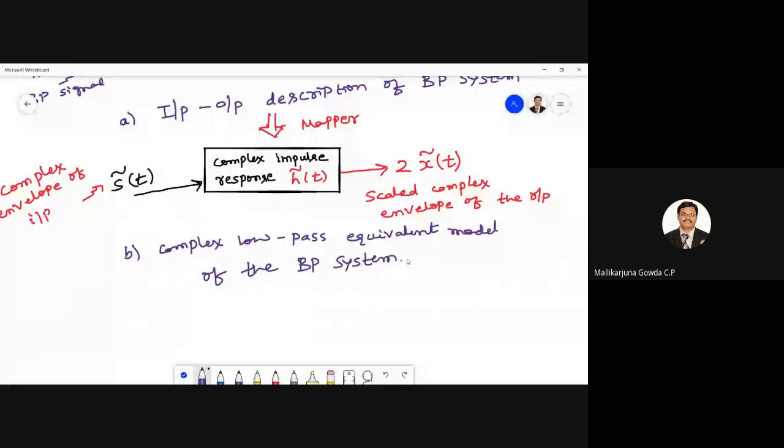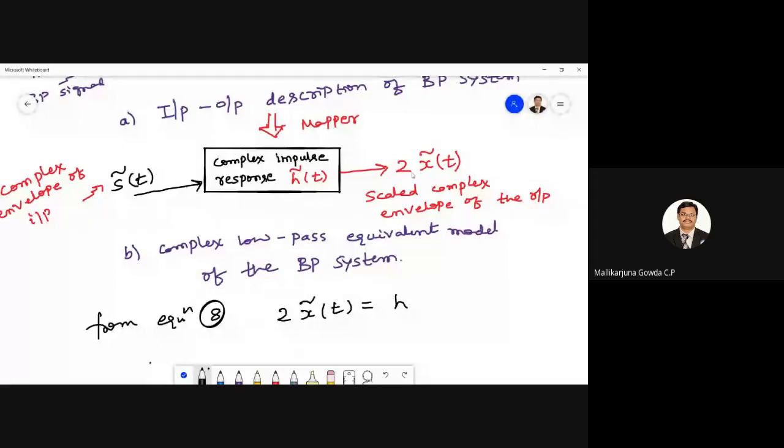The complex low-pass equivalent model of the bandpass system. From equation 8, I can write that 2 times X tilde of t will be equal to what? With respect to the above block diagram, that is the complex low-pass equivalent model of the bandpass system.